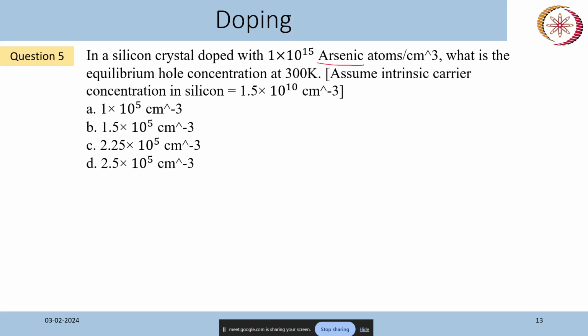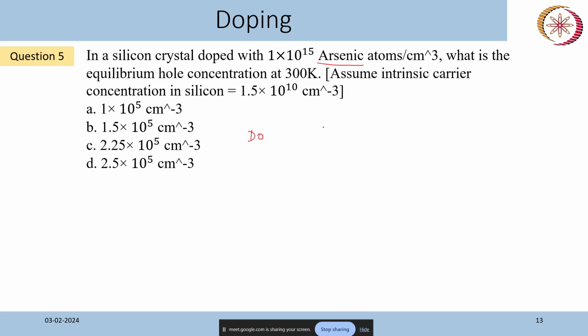So arsenic is what kind of impurity or dopant in silicon? Arsenic is a pentavalent element, right? So it will act as a donor in silicon. So this is the doping concentration. It is C, ma'am. Yes, it is C.